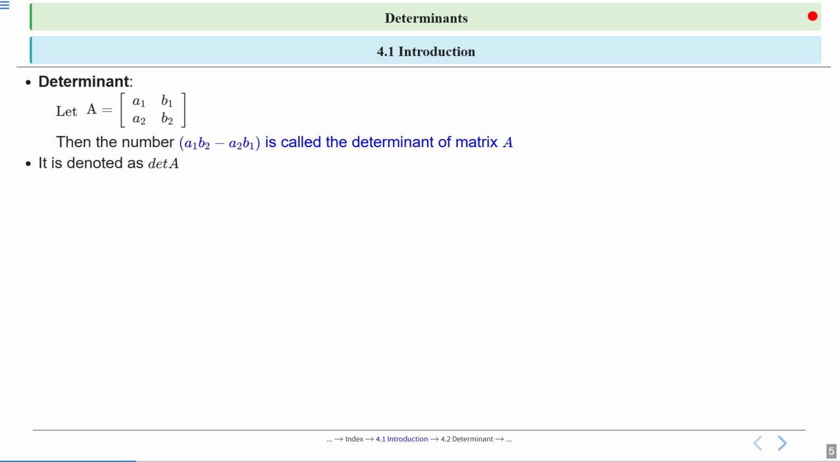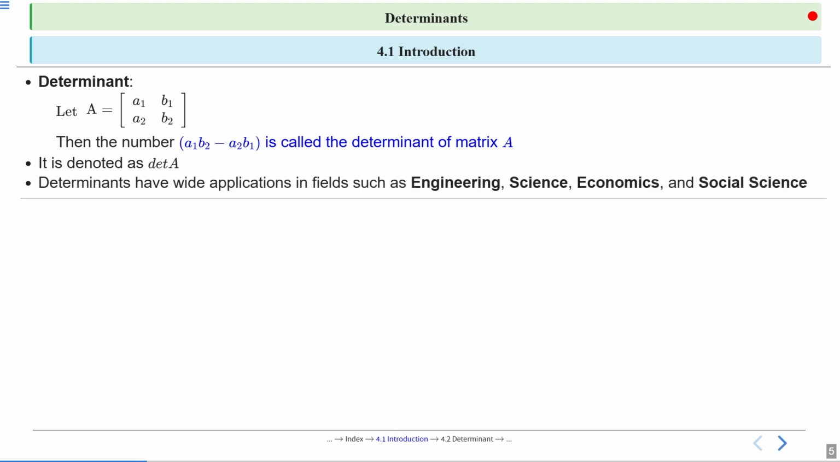Okay. So it is noted as det A and read as determinant of A. Determinants have wide application in fields such as engineering, science, economics, and social science. Because if we want to solve a system of linear equations, we can use determinants. Suppose there is a linear equation with 100 variables, then we cannot solve it algebraically. So we use determinants to solve the system of linear equations and find the values of the variables.